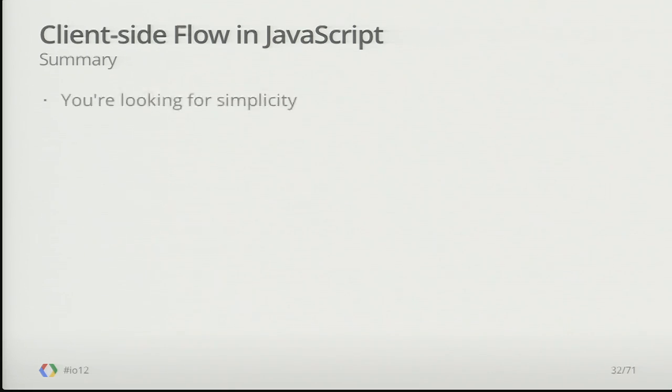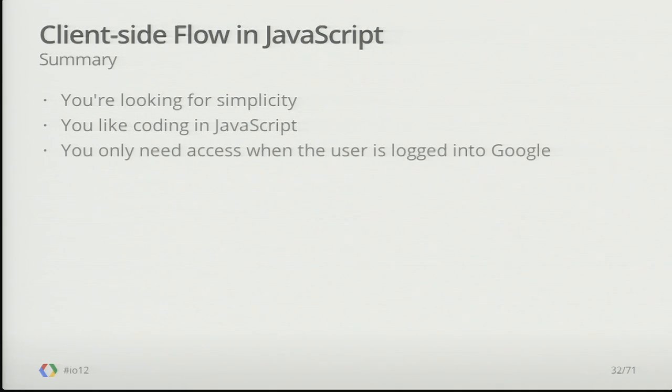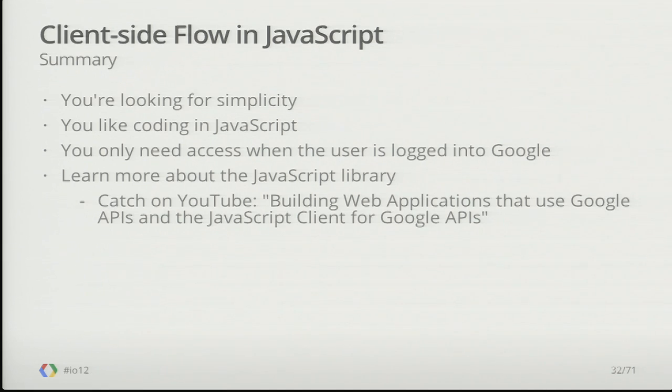So you use the client-side flow if you're looking for simplicity. You'll see the diagram here soon that it's a little bit more complex to use some of the other flows. If you like to do coding in JavaScript, you only need access when the user is logged into Google. And there's some more information about our JavaScript library at a session that already happened, but you should be able to catch it on YouTube, building web applications that use Google APIs, and the JavaScript client for Google APIs, a very descriptive session title. All right.